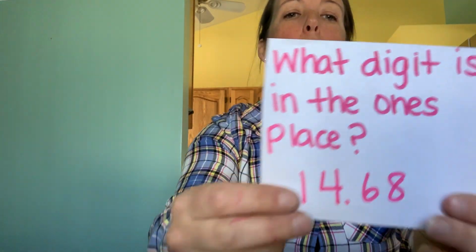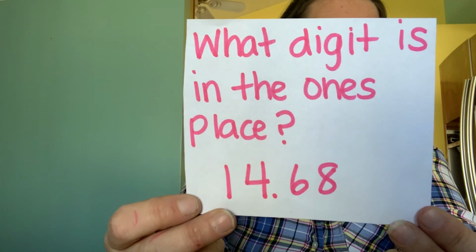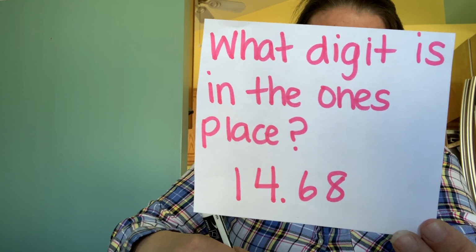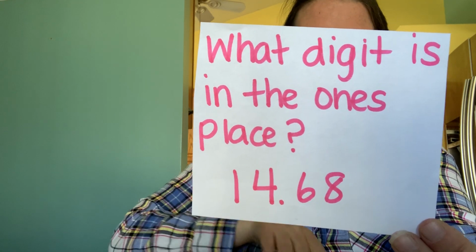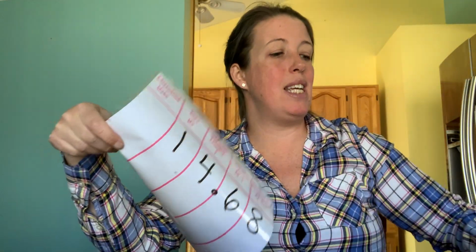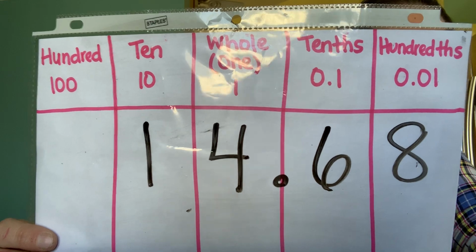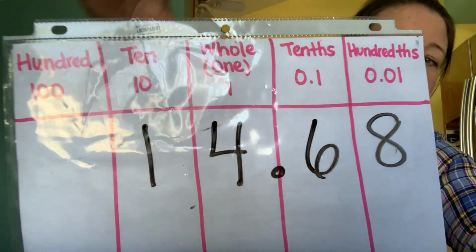All right, we have 2 more. What digit is in the ones place? Now remember, ones is the same thing as the wholes. What digit is in that place? A digit is a number, 0 through 9. 4. And the last practice one.